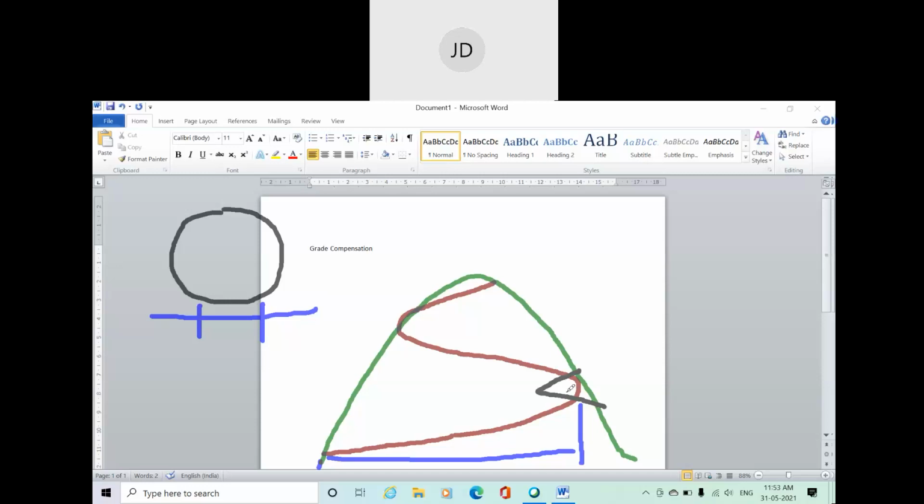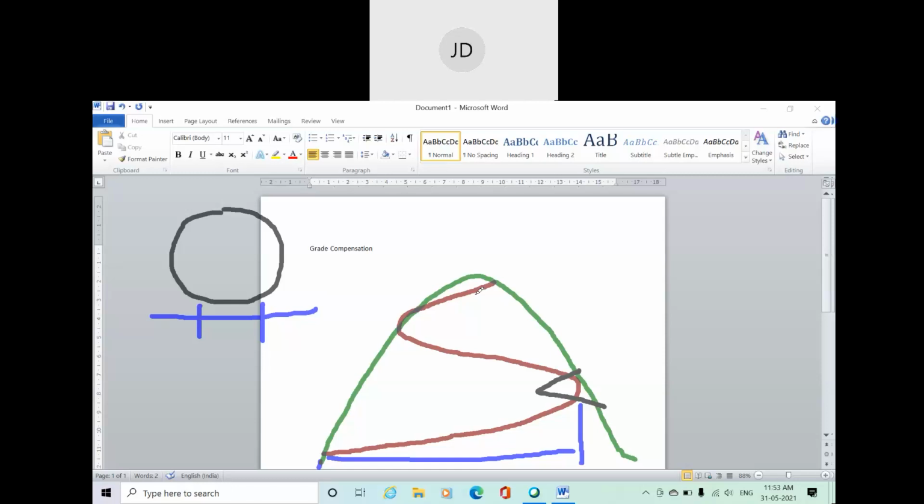So listen carefully. When a horizontal curve meets a gradient, and gradient is what? Gradient is a longitudinal slope. So when a horizontal curve meets a gradient, the gradient value has to be compensated, and this phenomenon is known as grade compensation.